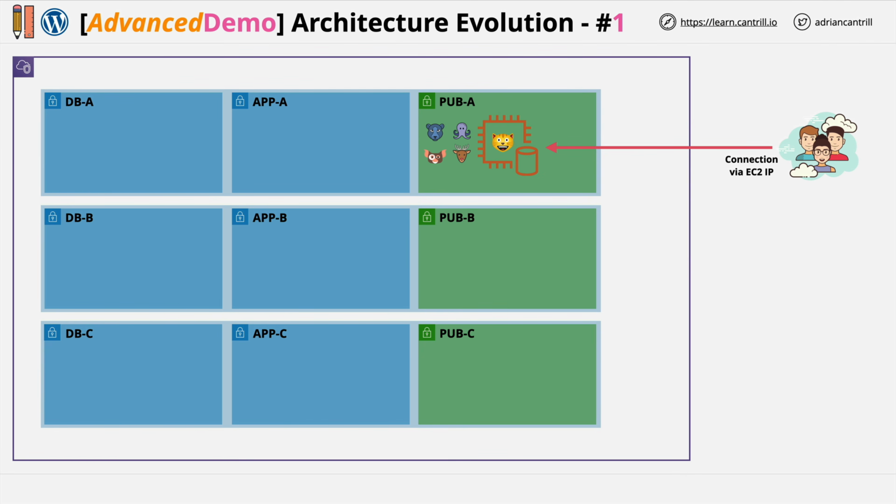For now, that's everything you needed to do in stage 1 of this advanced demo. You've manually created a WordPress application with the application and database running on the same instance. In stage 2, you're going to automate this process.